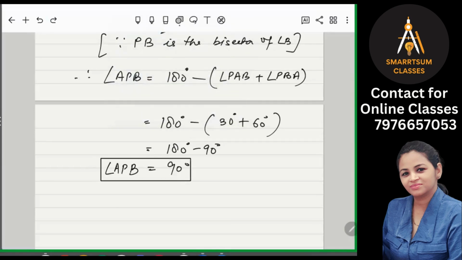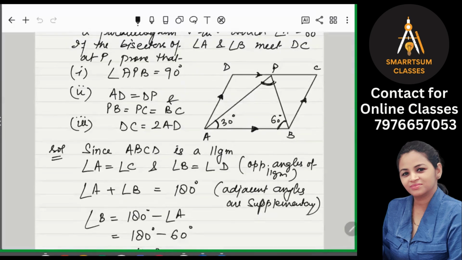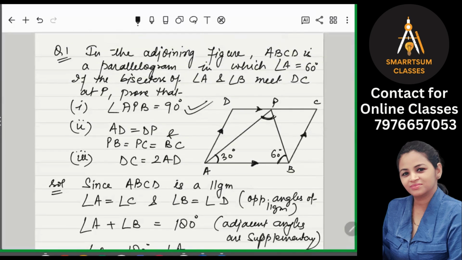Getting that? So we have proved that angle APB is 90 degrees, right? So this was what we had to do for the first part. APB is 90 degrees. ये 30 है, 60 है, तो ये 90 हो जाएगा. Is that clear? Are you getting it? Yes, Alicia, is this clear?